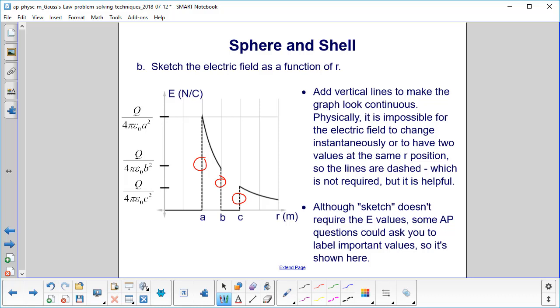And again, although the word sketch, according to College Board, doesn't require the electric field values, some AP questions could ask you to label important values, so we went ahead and put them over there. Okay. We also labeled where A, B, and C is.